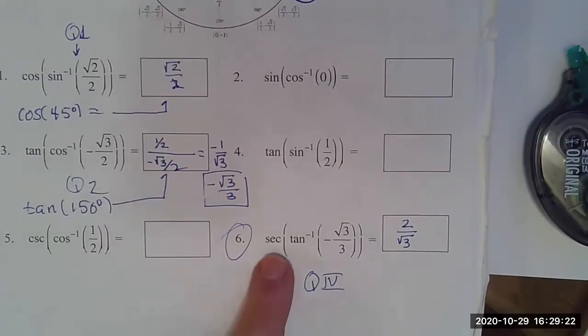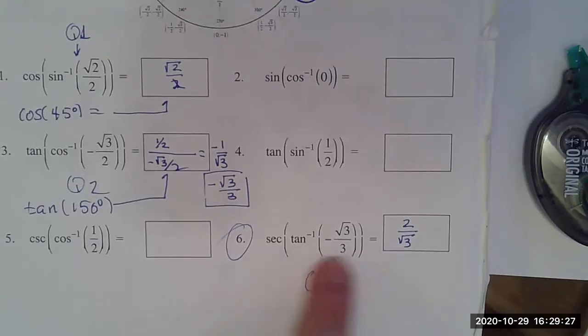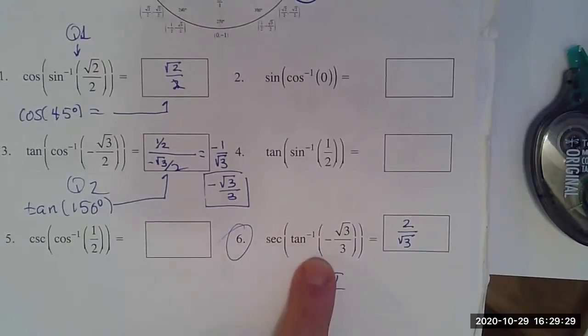Now this one's a harder one to check because, to type it all in, you'd have to go 1 over cosine of that whole thing, and it's a little harder to check because you don't have a secant button. But it's not impossible.